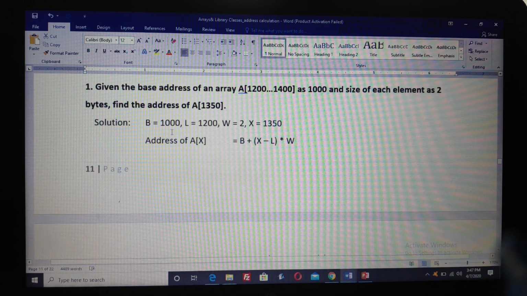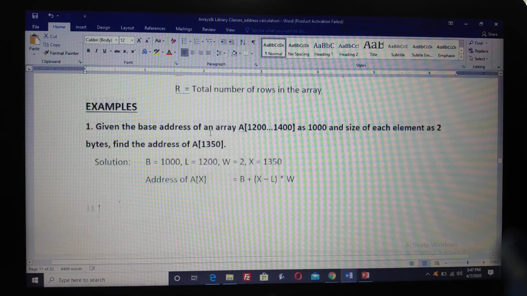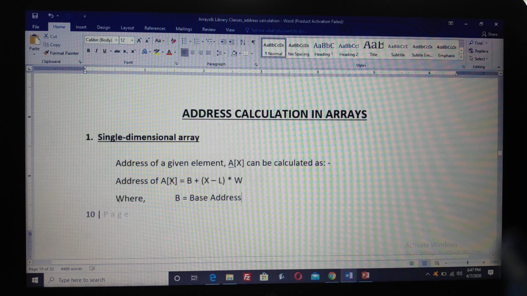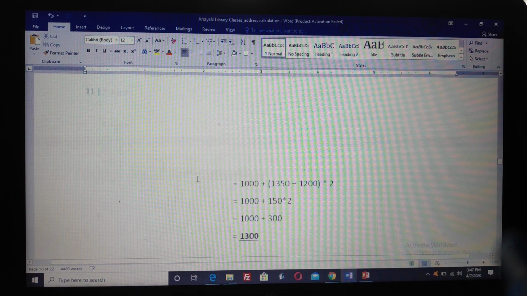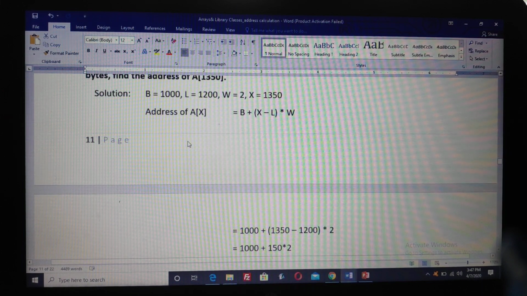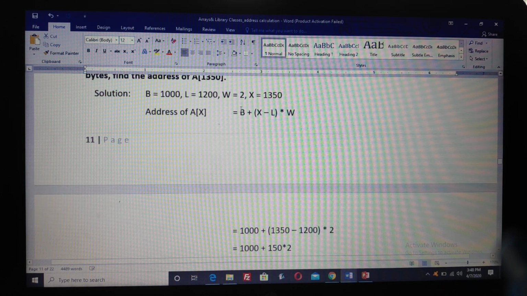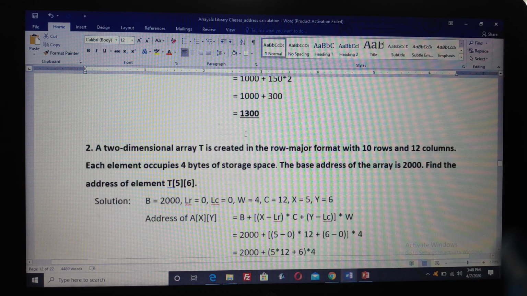So b, the base address, is 1000 as given, the lower limit is 1200 as mentioned over here, the width is 2 bytes, and x is 1350. So here we have the row subscript of the given element. I'm using x over here to show the index number of the element. The same way, if we calculate, we'll get 1300.